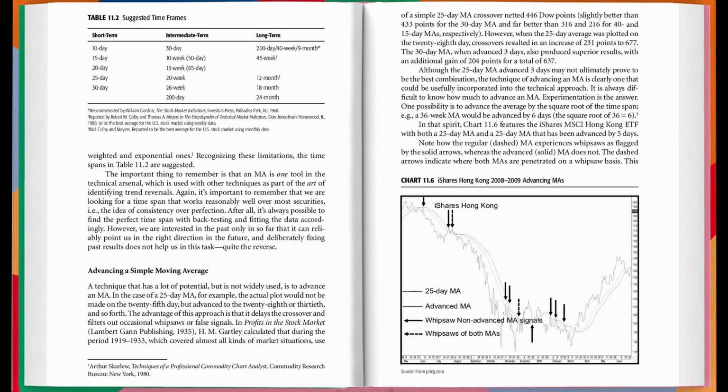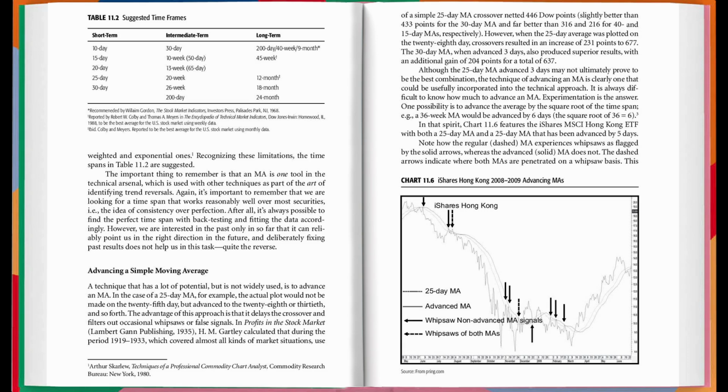In Profits in the Stock Market, Lambert Gann Publishing, 1935, H.M. Gartley calculated that, during the period 1919-1933, which covered almost all kinds of market situations, use of a simple 25-day MA crossover netted 446 Dow points, slightly better than 433 points for the 30-day MA, and far better than 316 and 216 for 40 and 15-day MAs, respectively.